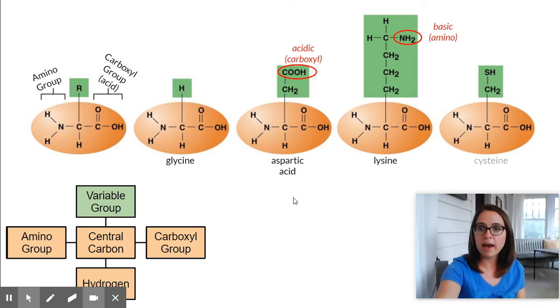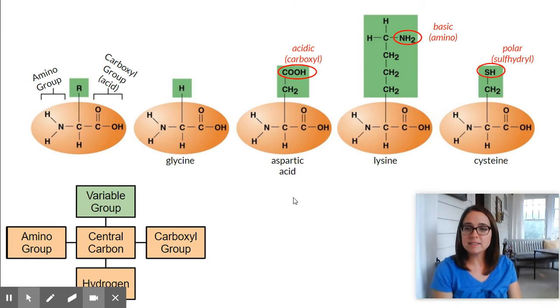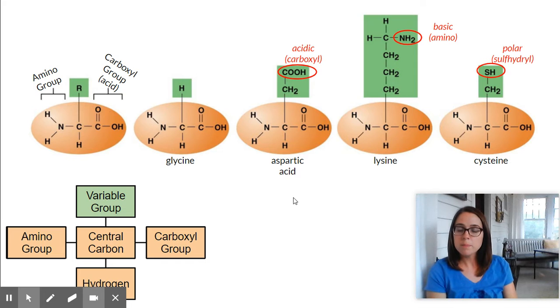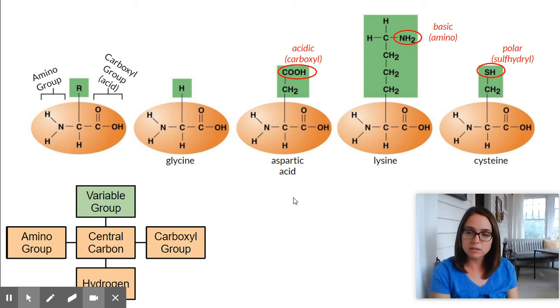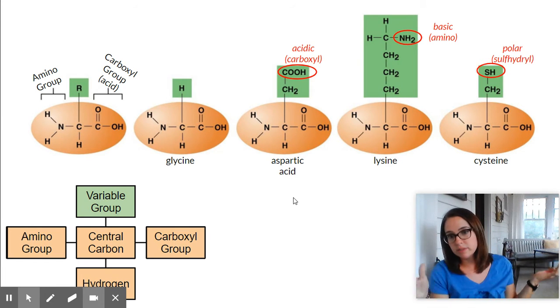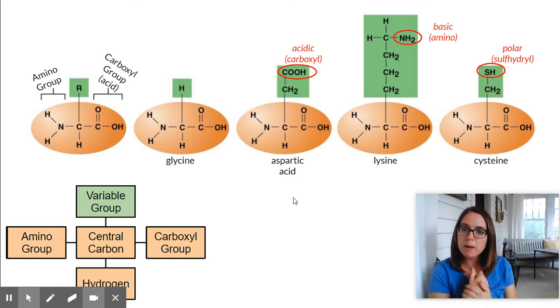And then we have cysteine. And cysteine has this sulfhydryl group on the end of it, and it ends up making it a polar molecule. So it behaves in a polar manner, meaning it's attracted to other polar molecules. It might dissociate in water. It's attracted to water molecules as well.